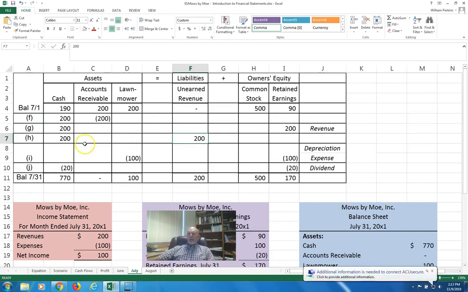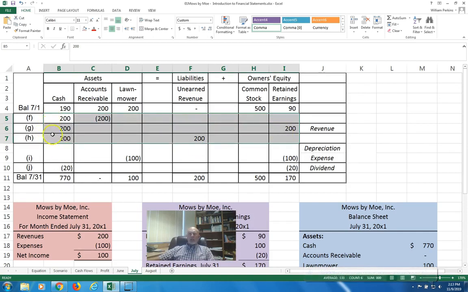So the point I'm trying to make is that we are not recording the same information twice. The $200 added to cash, that tells us that cash went up. The other side of the transaction tells us why we collected that money. So, again, we're not recording the same information twice. Each item tells us a new piece of information.